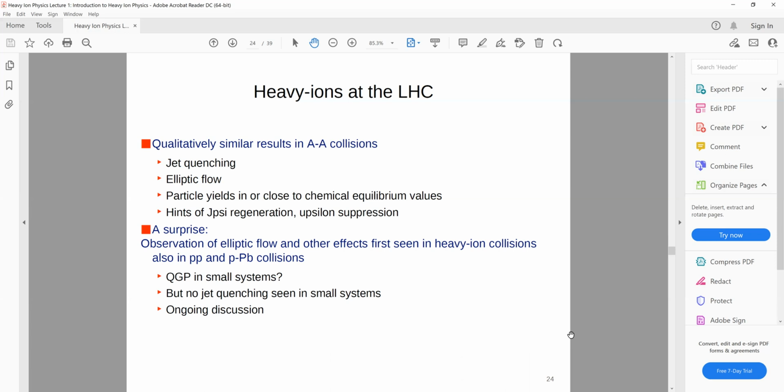But does that mean QGP is produced even in small systems? One very prominent observable of QGP production is jet quenching. But up till now, jet quenching has not been seen in small systems. So it is still a question of ongoing discussion or debate whether we see small droplets of QGP in PP collisions or not. If we have time tomorrow, we will have a discussion on this.